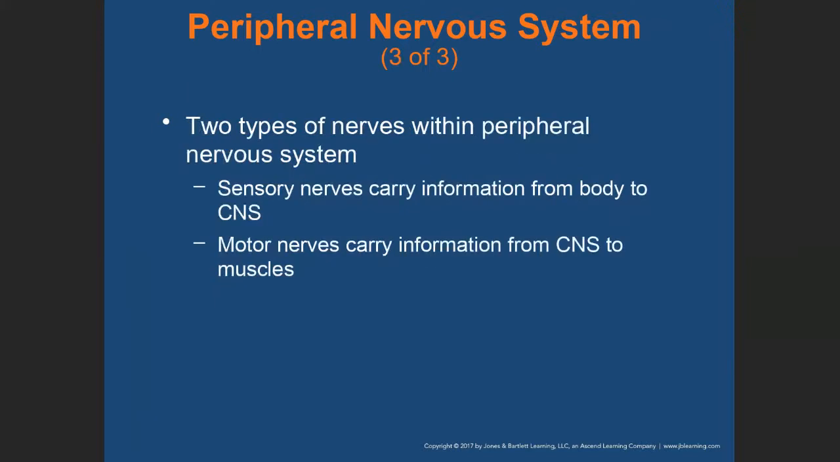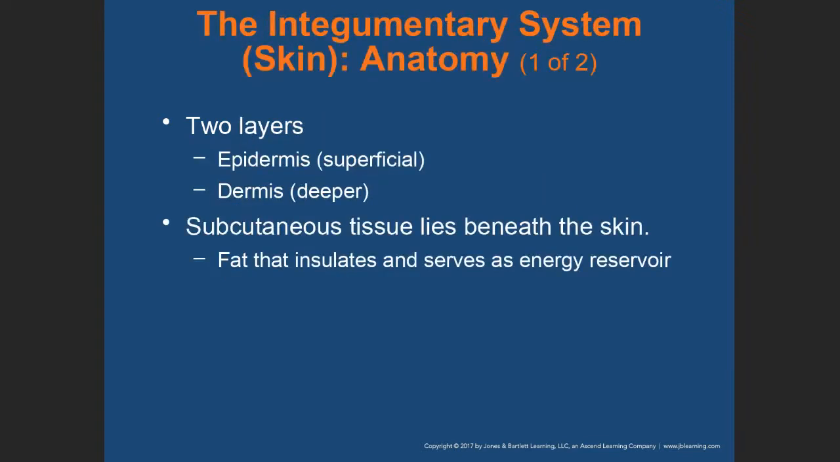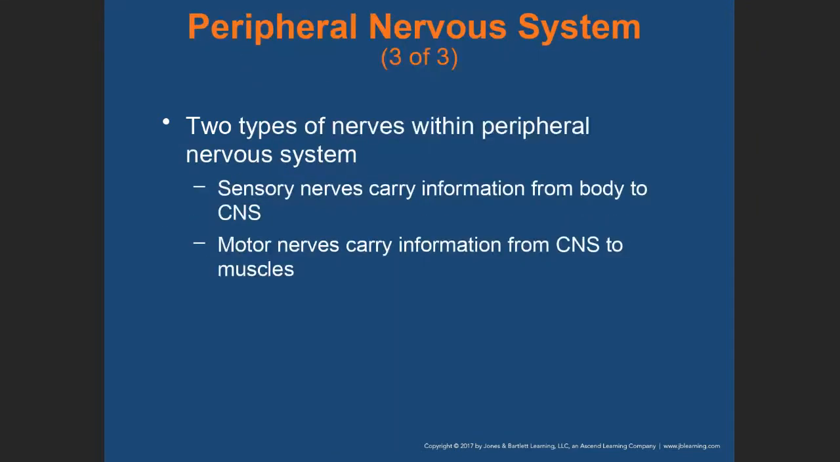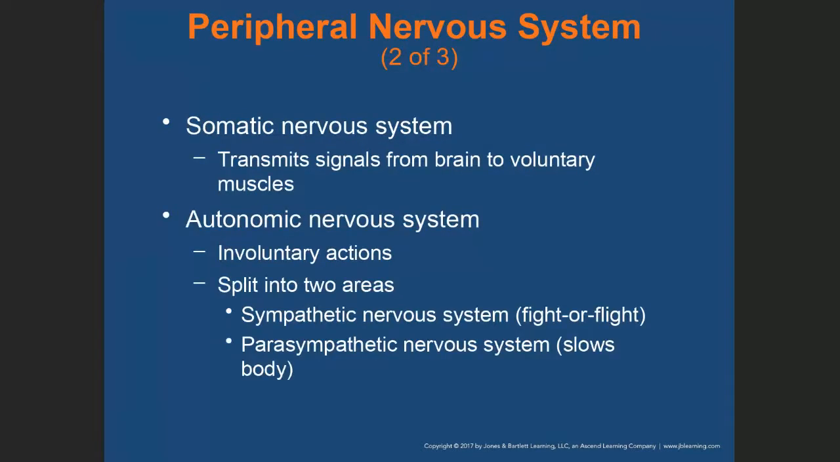Now, two types of nerves are within the peripheral nervous system. You have the sensory nerves that carry information from the body to the CNS, and the motor nerves that carry information from the central nervous system to the muscles. I think that would be it for the nervous system. I'm going to stop here on the nervous system. While you are on lunch, I'll make a chart that will help you to better understand the nervous system.